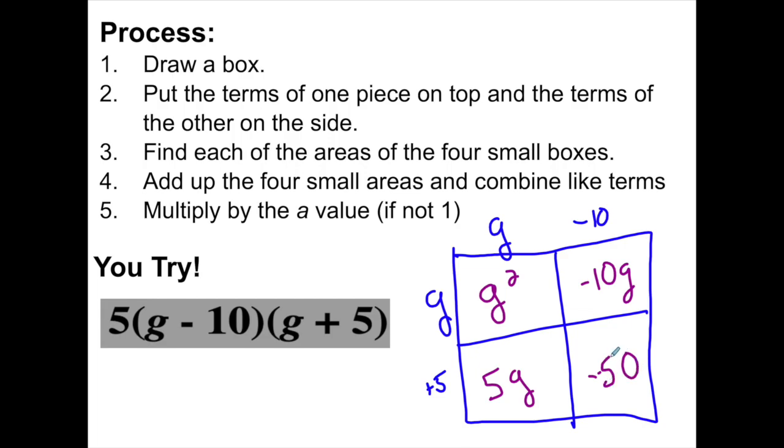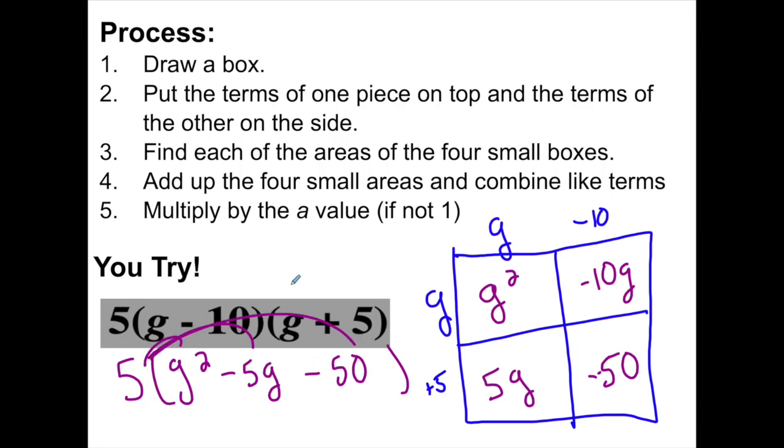And remember, each of these, this is just area, right? I'm breaking it down by area. So I've got 5, I keep that because the a is not 1, and I get g squared minus 5g minus 50, and then I need to distribute the 5, so I get 5g squared minus 25g minus 250.